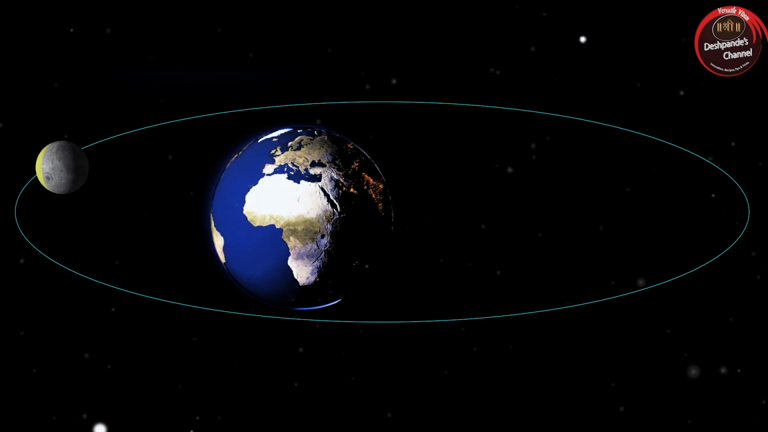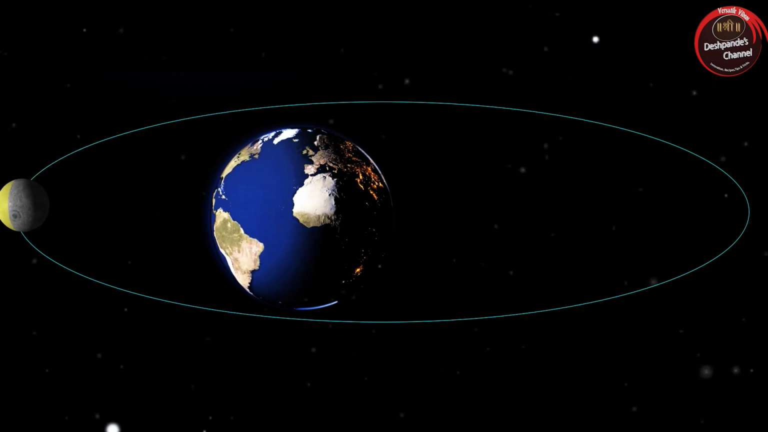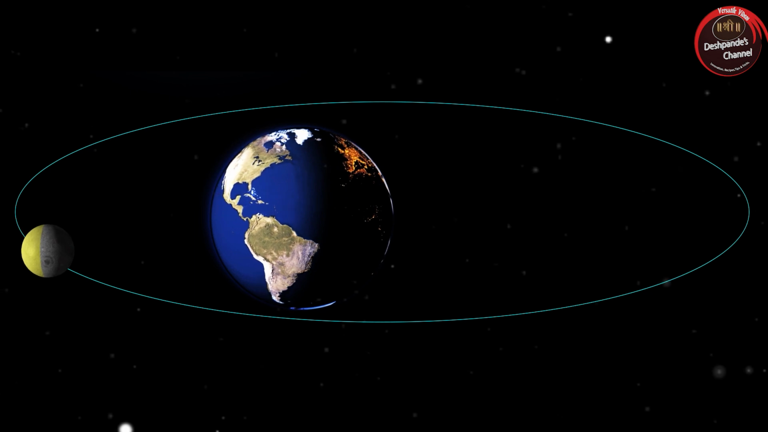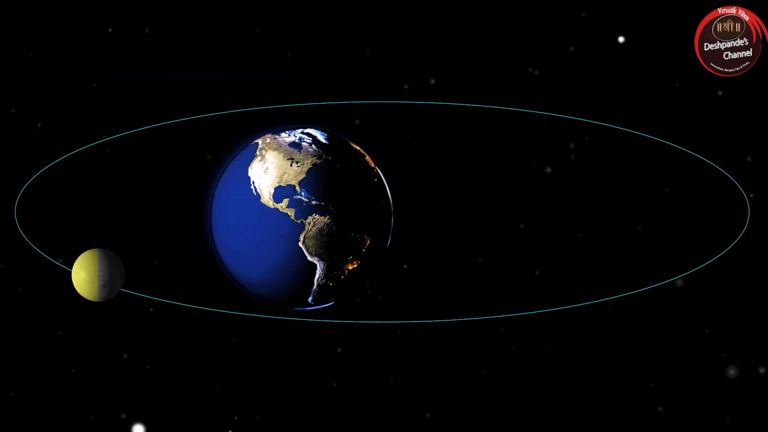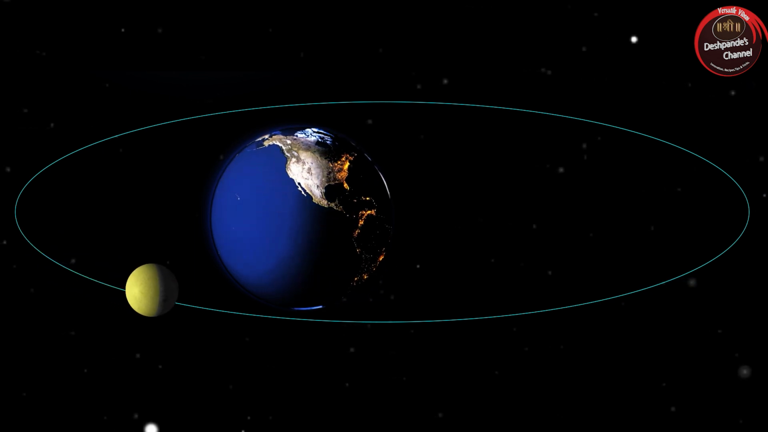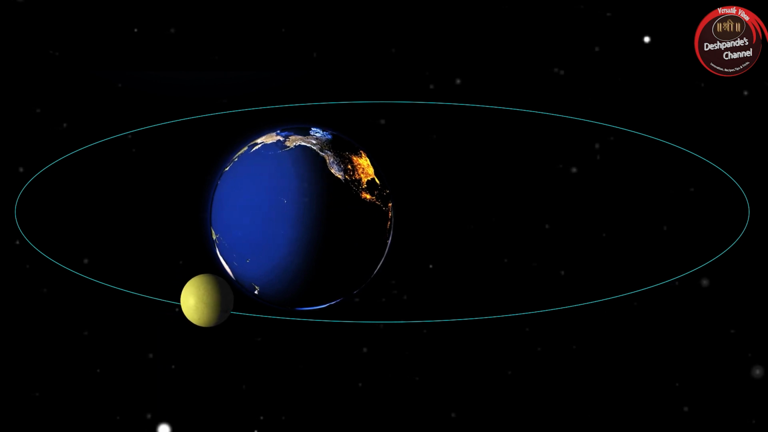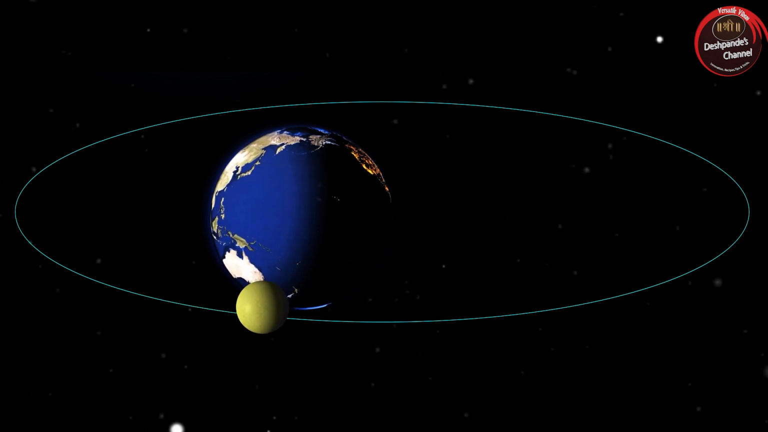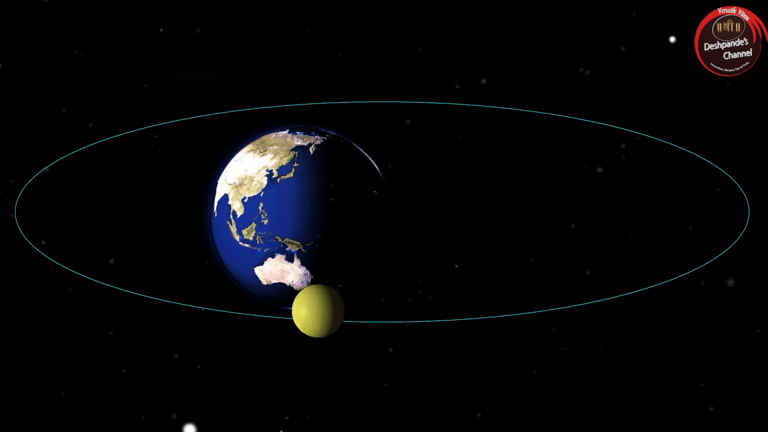Without the moon, the Earth's tilt would vary chaotically due to the influence of other planets, resulting in drastic changes in climate and seasons. The reason why we see only one side of the moon is because the moon is tidally locked to the Earth. This means that the moon rotates on its own axis at the same rate that it orbits the Earth, so that the same side of the moon always faces us.